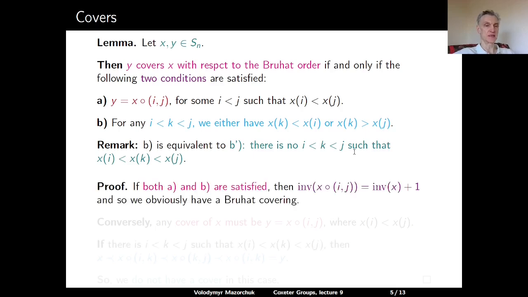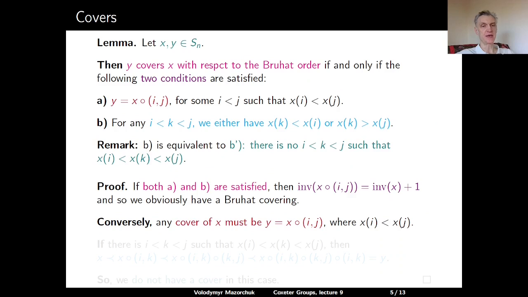To prove this, let us note that if both A and B are satisfied, then the number of inversions of x after (i, j) is equal to the number of inversions of x plus 1. And since the number of inversions strictly decreases along the Bruhat order, we obviously have a Bruhat covering of x after (i, j) over x.